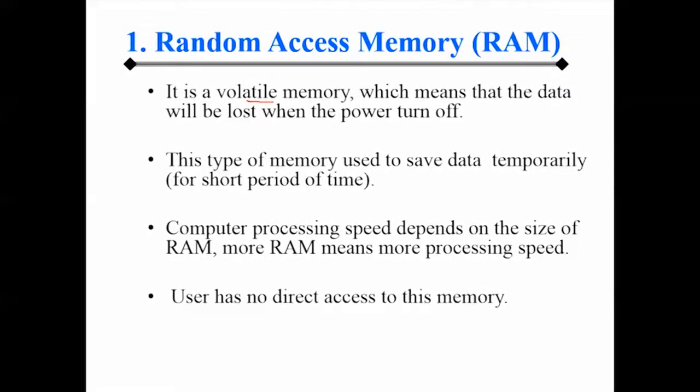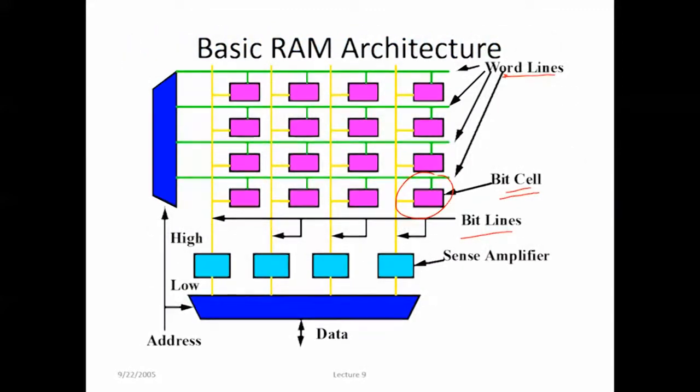Computer processing speed depends upon the size of RAM. The more the RAM, the more the processing speed. Users have no direct access to this type of memory. Now coming to the RAM architecture, here you have the rows as well as the columns. The rows are called the word lines and the columns are called the bit lines. Their intersection forms the bit cell, which is also called the memory cell.